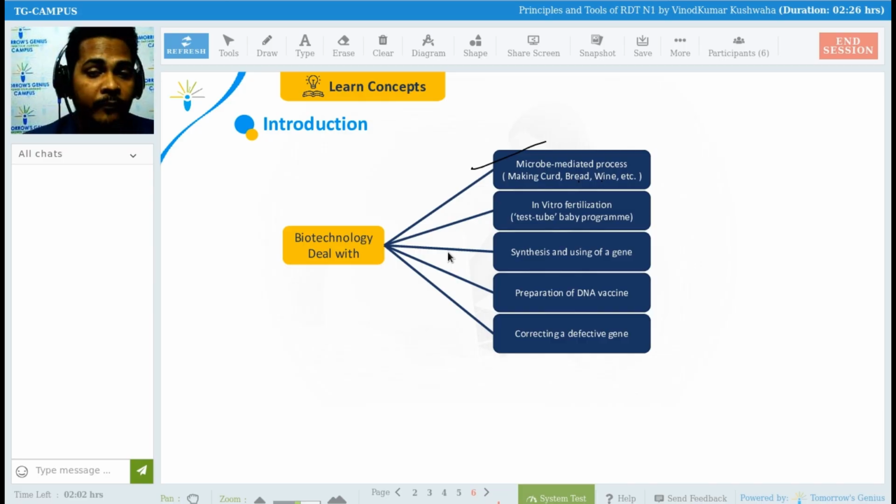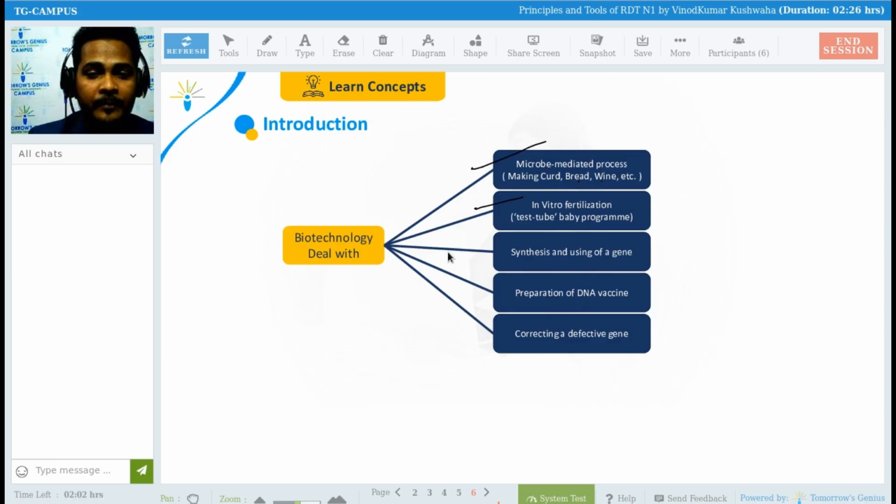Even this biotechnology also deals with in vitro fertilization. What is the meaning of in vitro fertilization? All the test tube babies you might have heard about, right? Because we already studied reproduction in organisms, living, I mean human beings. So there is a test tube baby. Test tube baby is what? It is nothing but in vitro fertilization. And in vitro fertilization is a part of biotechnology only, because we are using techniques to create better human beings, right?